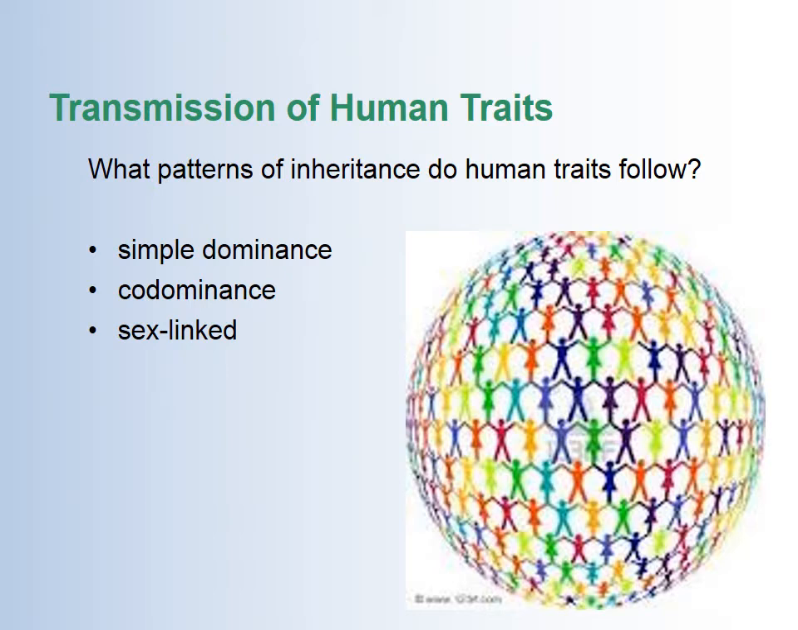So when we look at human traits, what patterns do human traits follow? Most human traits are either going to be just regular simple dominance, that's the dominant-recessive that we've talked about, codominance, and sex-linked. Sex-linked means that it's on one of the sex chromosomes.